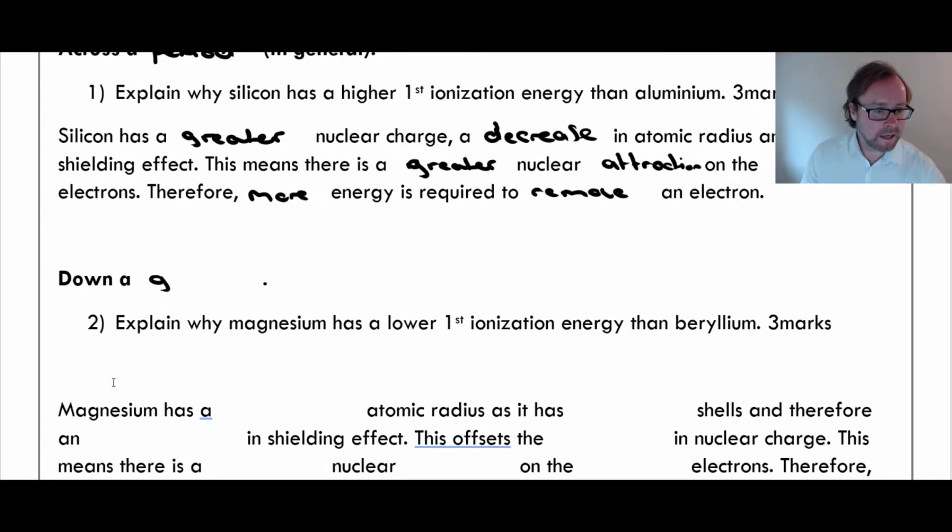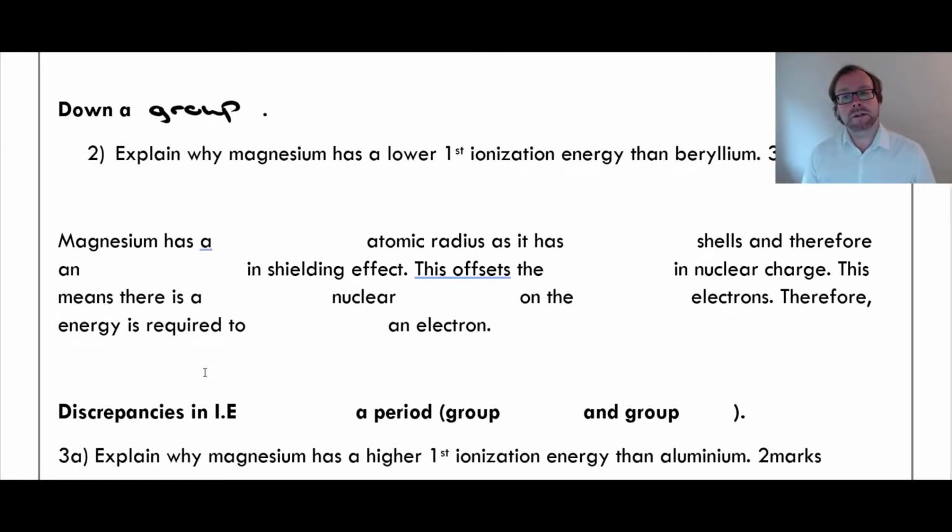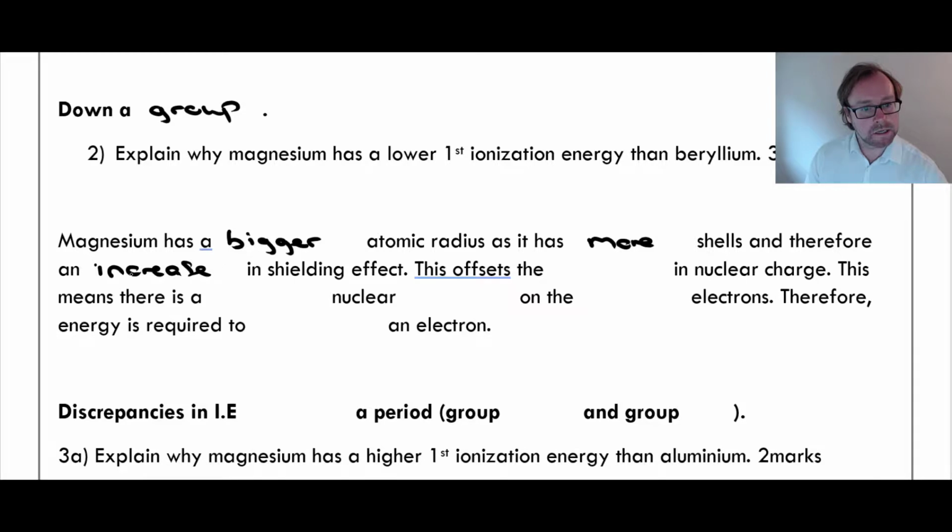Our next ionization energy question is down a group. Explain why magnesium has a lower first ionization energy than beryllium. Magnesium has a bigger atomic radius as it has more shells, and therefore an increase in shielding effect. This offsets the increase in nuclear charge.